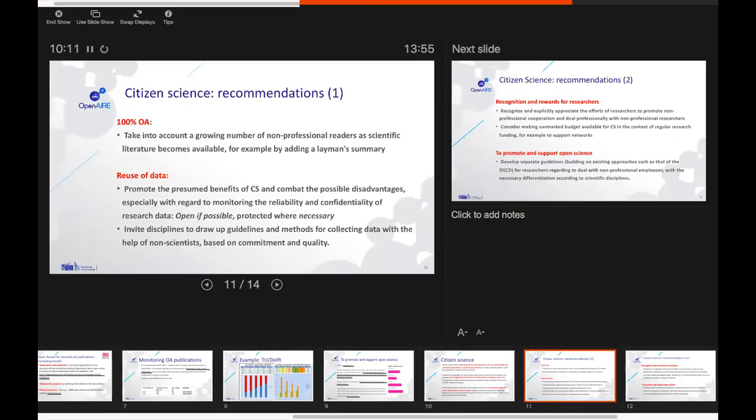We see that citizen science is involved in the four other themes of the national plan. This was described in one of the notes with recommendations of the coalition involved in citizen science. If you look at the goal of reaching 100% open access to publications, one of the recommendations is that, for a growing number of non-professional readers, it's important that it will be easier to read a scientific publication, for example, by adding a layman's summary. For the use of research data, it was recommended that the benefits of citizen science should be promoted and that the different disciplines should draw up guidelines and methods for collecting data by citizen science based on commitments and quality, and all with the rule open if possible and protected where necessary.